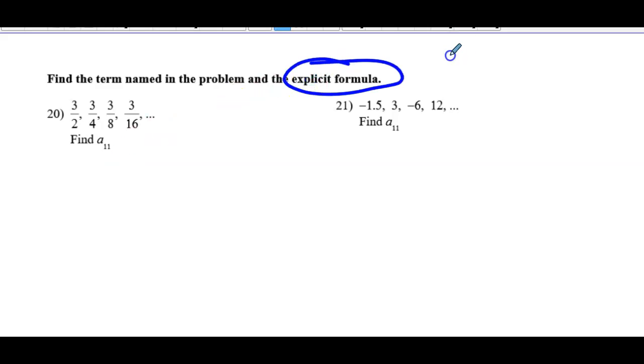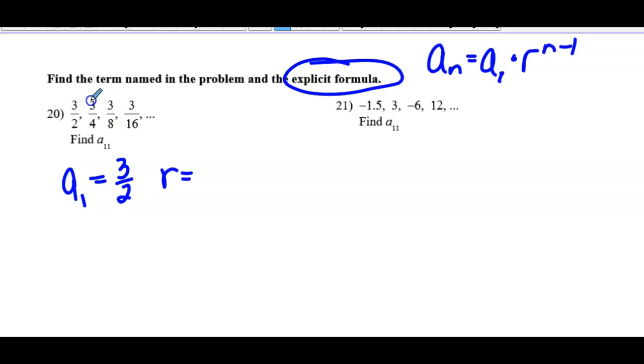So this would be easier to do first. Explicit formula is this one. So a sub 1 is 3/2. R is, what are they multiplying by? Well, the top, they're multiplying by 1. The bottom, they're multiplying by 2. Or you could do 3/4 divided by 3/2, and you would get 1/2, okay, when you type that in your calculator correctly, which would need some parentheses. All right, so they're multiplying by 1/2.